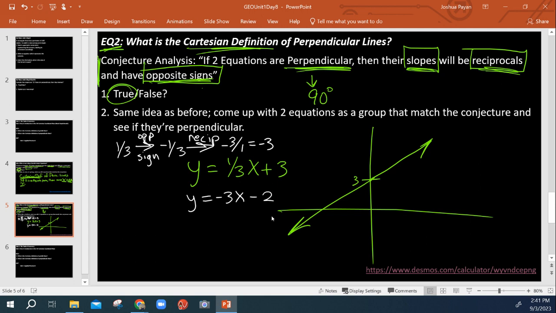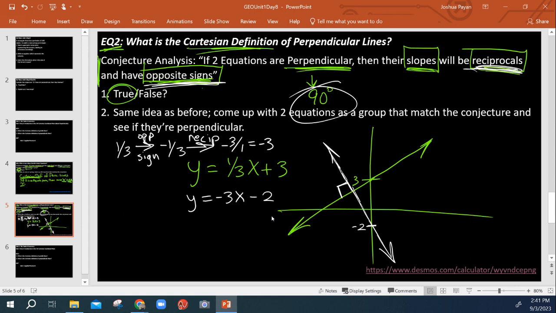Who cares? So if we're at -2, I know that I'm going to have a steeper incline because I'm at -3, and I'm going to be slanting the opposite way, right? And this angle here where they intersect is going to be precisely 90 degrees because I have slopes with opposite signs and that are reciprocals of one another.